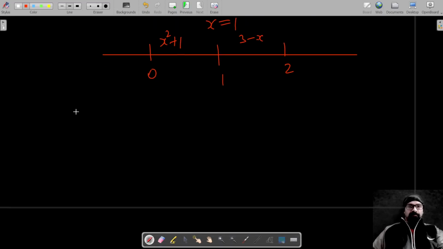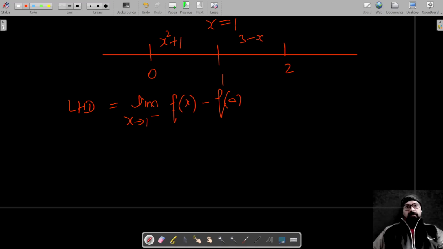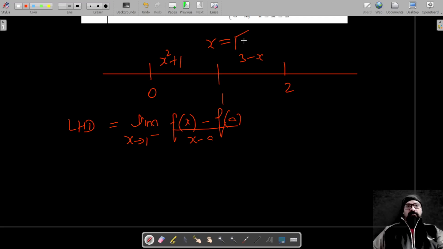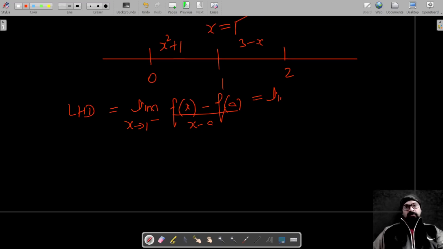So for that, let's find the left hand derivative, which is equal to the limit, because we are checking this function at x is equal to 1. So limit x tends to 1 negative, f of x minus f of a upon x minus a. And a here is 1, so this becomes limit x tends to 1 negative, f of x minus f of 1 upon x minus 1.